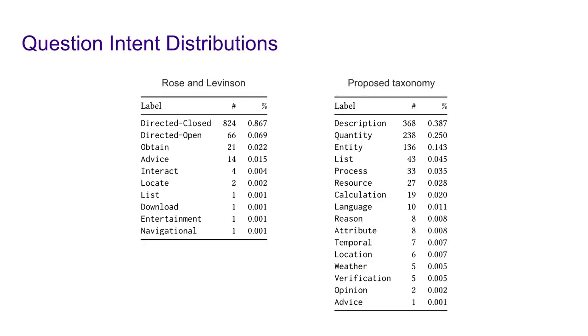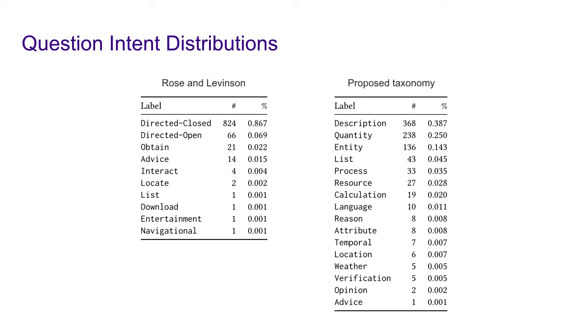Now, let's have a look at the distribution of labels for the proposed taxonomy and the common use taxonomy of Rose and Levinson. Here, we see that the proposed taxonomy leads to less skewed distribution than Rose and Levinson's taxonomy, as in Rose and Levinson's taxonomy, great majority of questions fall into a single intent category. About 82% falls into the directed closed category. In our case, description, quantity, and entity categories are the most popular intent types. More than half of the labeled questions are assigned to these categories.